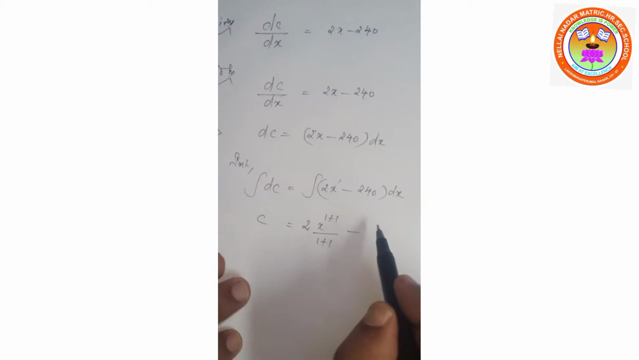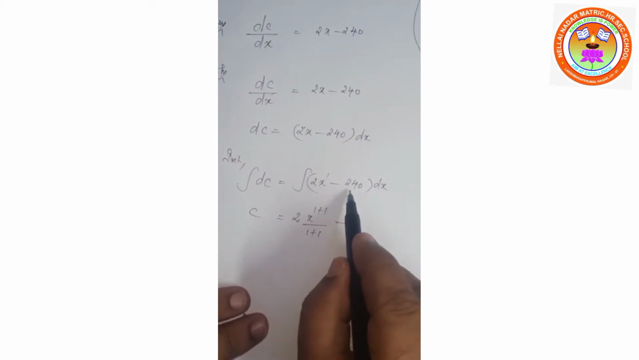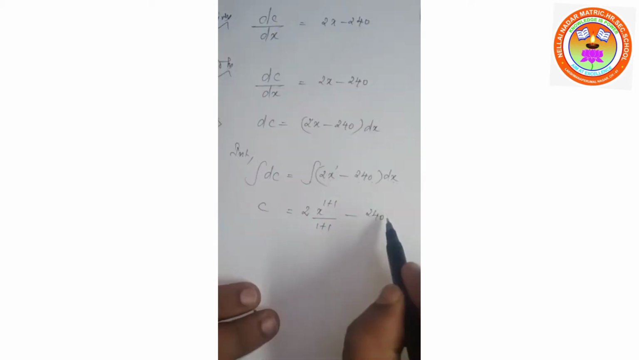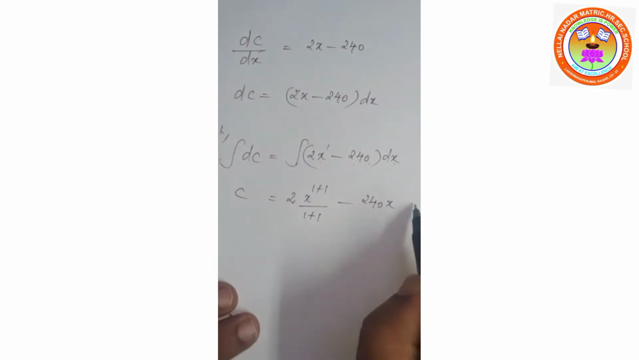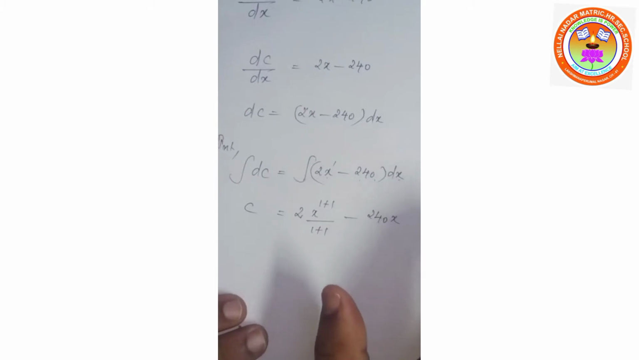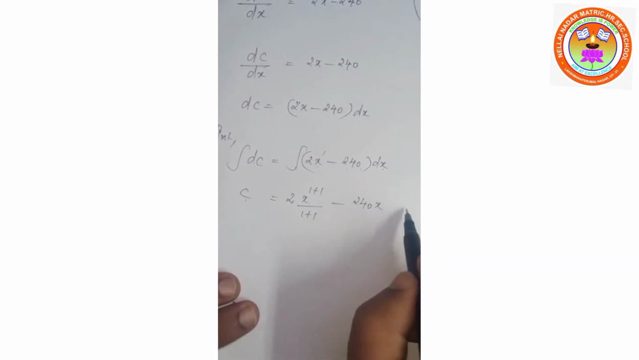Already have learnt in the previous exercise. Now 240 dx, 240 is a constant, integral dx is x. Once the integration is over, generally we are introducing the constant. In this exercise in particular, c refers cost. Generally we are introducing the constant c.